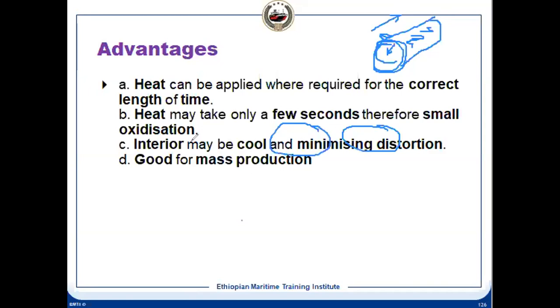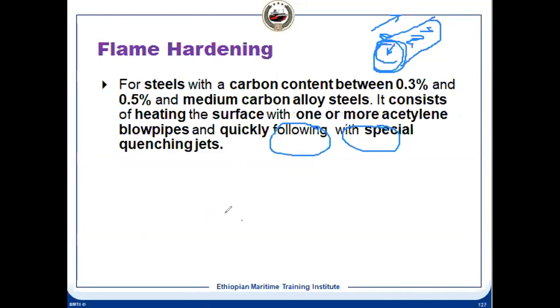And the interior is cool, so there will not be any distortion inside. The inside will remain ductile. This is very good for mass production; with this process you can do mass production. This is one way we can do the case hardening. Now another way is flame hardening. What is flame hardening? We use the flame for carbon steel having 0.3% to 0.5% carbon.